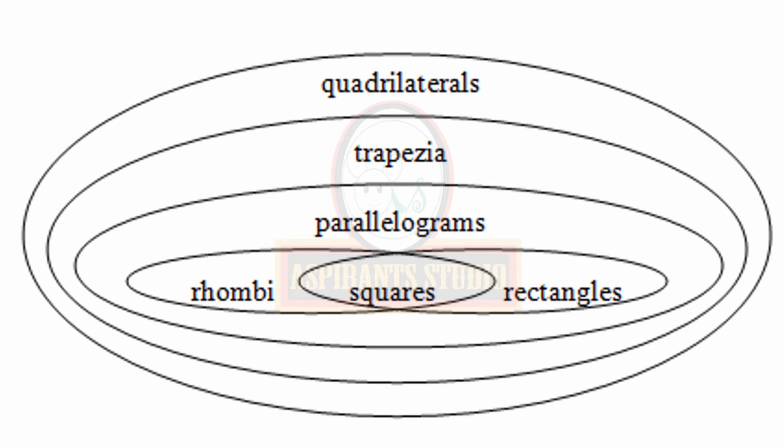Similarly, every rectangle is a parallelogram, but all parallelograms need not be a rectangle. Similarly, every rhombus is a parallelogram, but all parallelograms need not be a rhombus. Similarly, you can say for quadrilaterals also. Every parallelogram is a quadrilateral, but all quadrilaterals need not be a parallelogram. Similarly, you can say for rhombus, squares and rectangles.